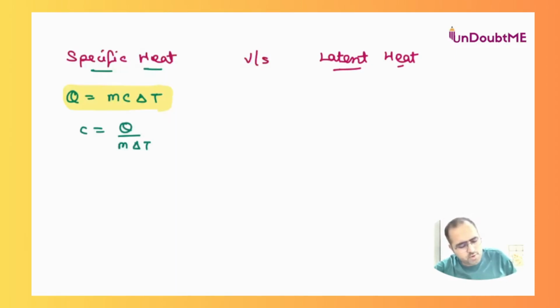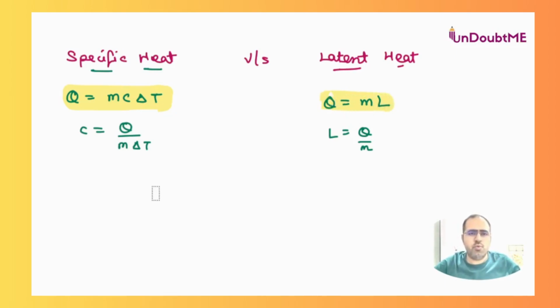Versus when I go with the formula for latent heat, I just have Q is equal to mL, and L is that latent heat, and that will be equal to Q by m. Same thing, Q is equal to mL is relatively more important. Okay, now we talk about what is specific heat and what is latent heat.